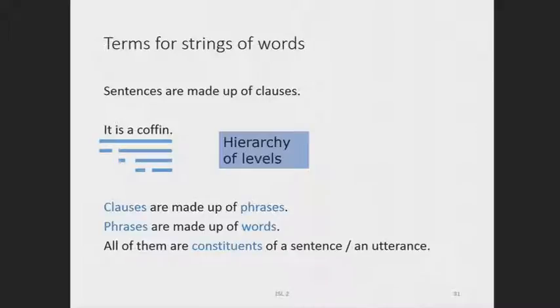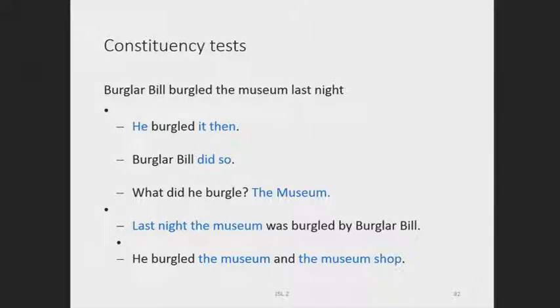So in order to review some of those constituency tests, I've got a couple of sentences here for you, or actually one sentence mainly. Burglar Bill burgled the museum last night. And I've given you 5 constituency tests here. Maybe together with your neighbors, see if you can remember what they do, why they tell me what's a constituent, and maybe even what they're named, because usually the name is very closely linked to the function.